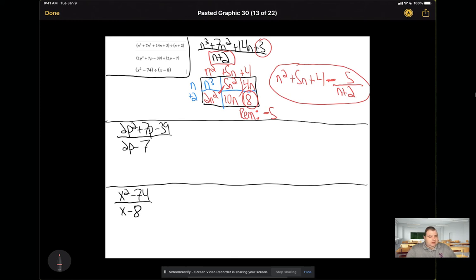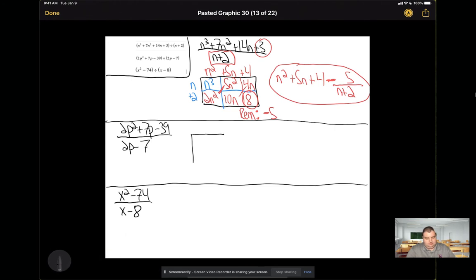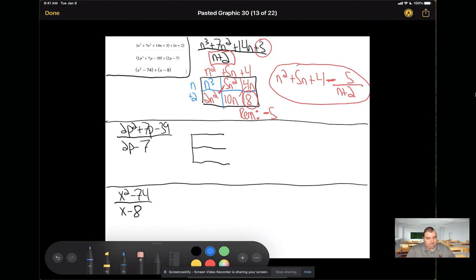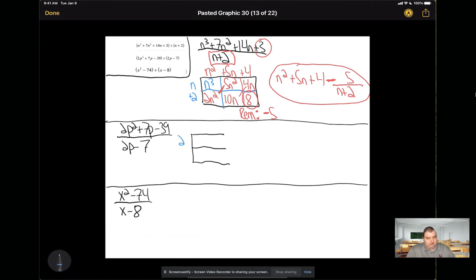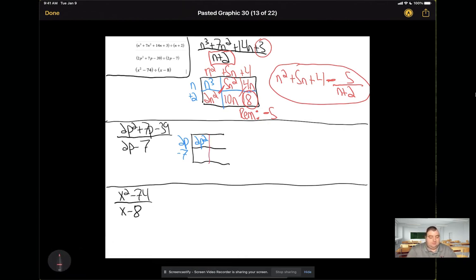Okay. Let's go ahead and set up the second one. So I'm going to put 2p minus 7, and then I'm going to put 2p squared in the top left. There's no missing exponents again this time, so I don't need to worry about that. So let's get started here.